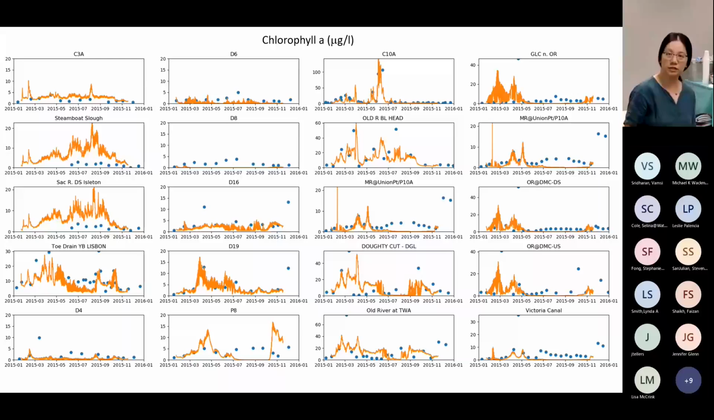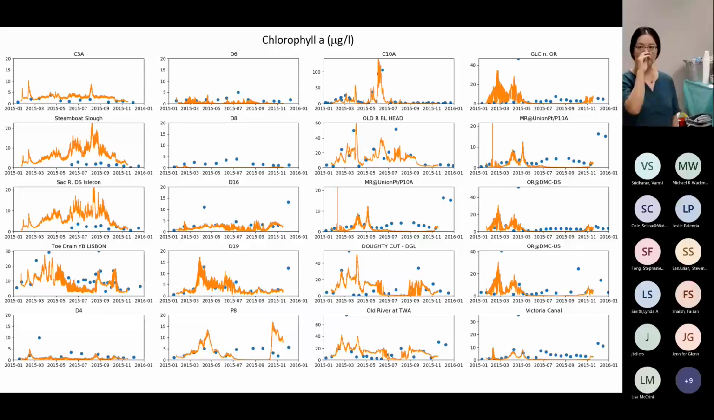However, there are two stations where we're overproducing: Steamboat Slough, which is the second one in the first column, and the Isleton. The reason is that these two stations are still quite close to our model boundary, and there's still a lot of uncertainty associated with the boundary condition. We are still tuning the model, and hopefully we can definitely improve that in our future calibration.